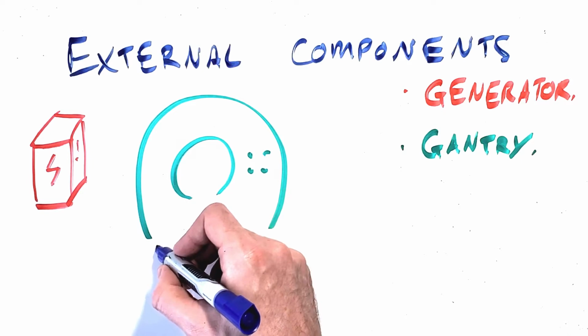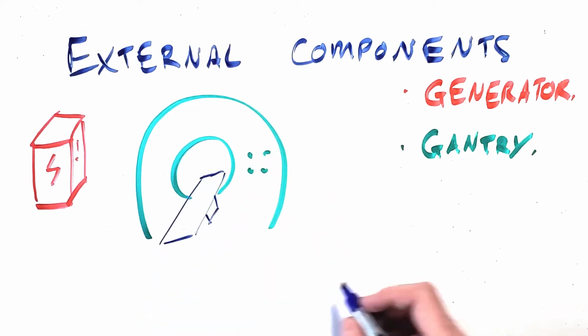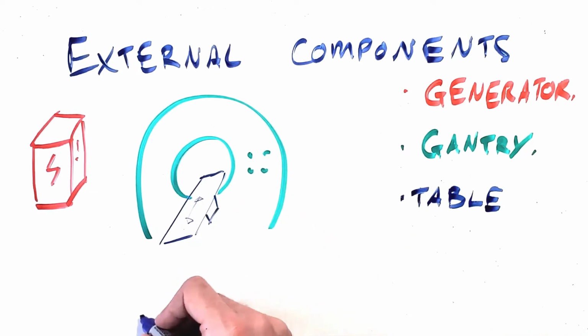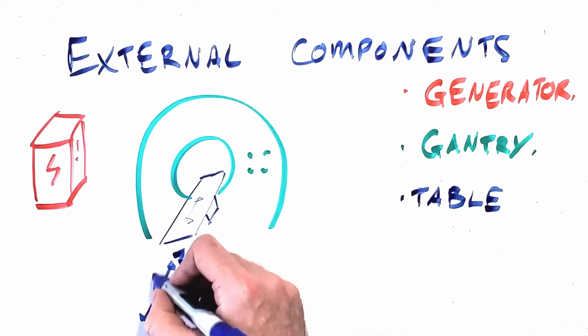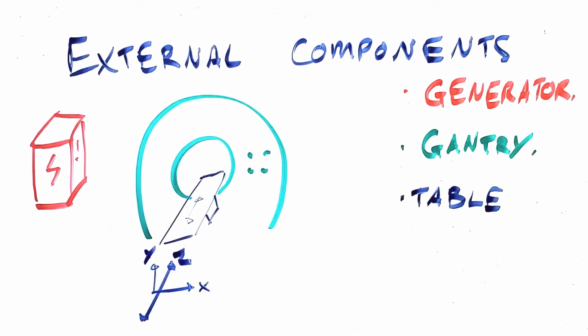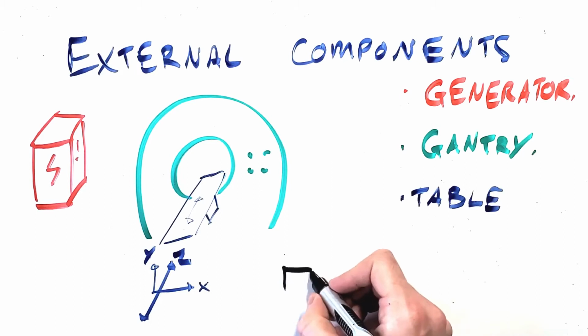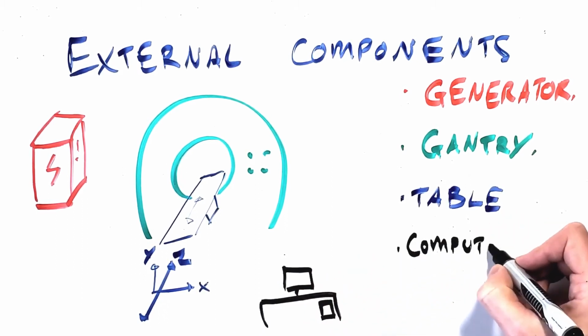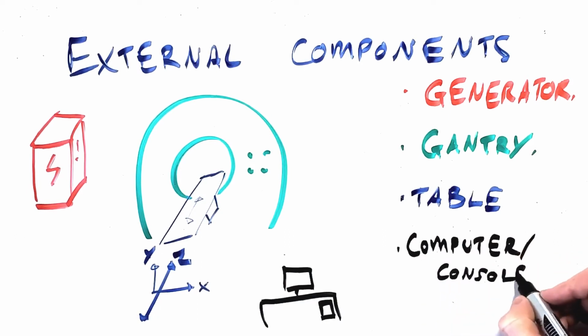The table or couch which the patient is positioned upon and which slides in and out of the scanner along the Z-axis. So the X-axis being left to right, the Y-axis being up and down, and the Z-axis being in and out of the scanner. And the computer and console from which the technologist acquires the scan, which is in the control booth outside of the scan room.